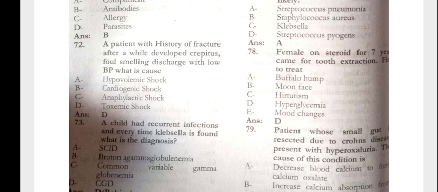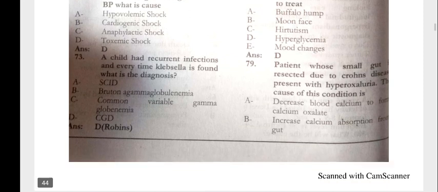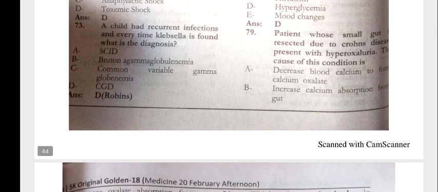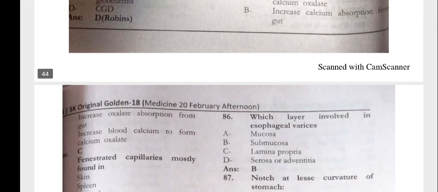The female, sterile for 7 years, came for tooth extraction. The hyperglycemia she could develop. The patient whose small gut is active with Crohn's disease presents with hyperoxaluria. The cause of this condition is increased oxalate absorption from the gut.